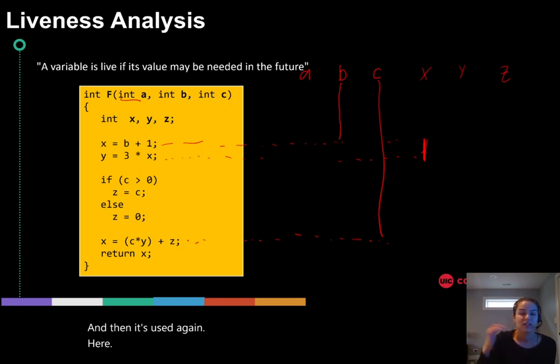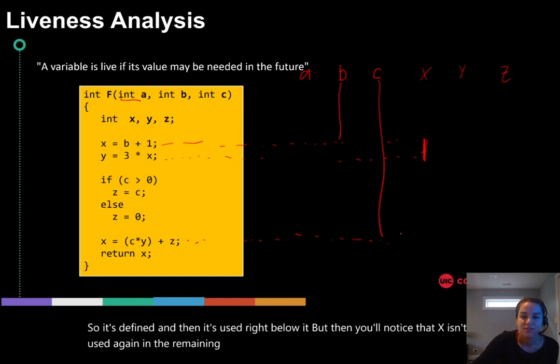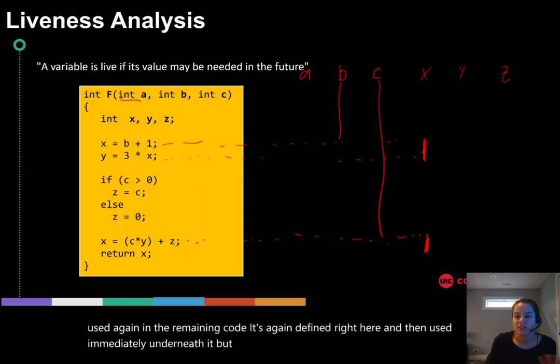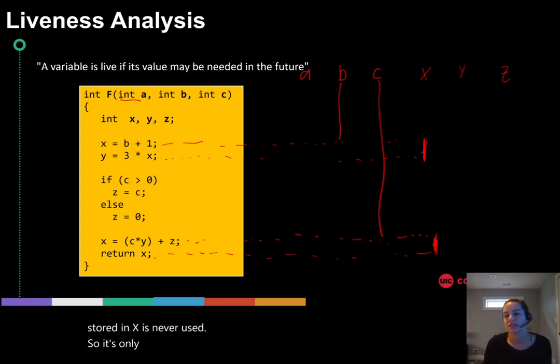So it's defined and then it's used right below it. But then you'll notice that X isn't used again in the remaining code. It's again defined right here and then used immediately underneath it. But in between those two places, the value that's stored in X is never used. So it's only live for these two short segments within the life cycle of the code.